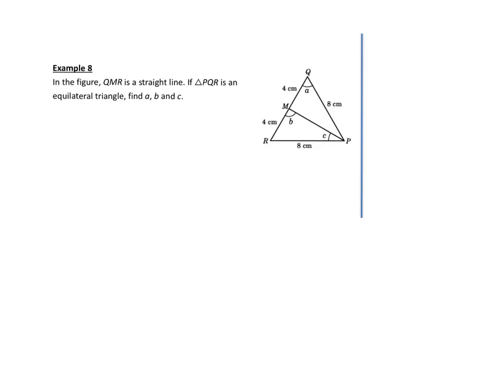Now we go to example 8 of chapter 8. In this question, it mentioned that in the figure, QMR is a straight line. QMR, this one is a straight line. And if the triangle PQR is an equilateral triangle, the meaning of equilateral triangle is that all the lengths of the sides of this triangle are equal.